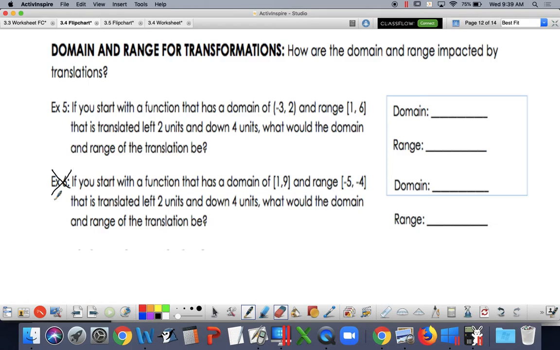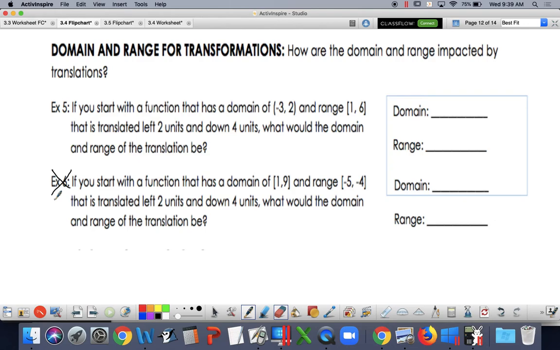If I start with a function that has a domain of -3 to 2, not inclusive, and a range from 1 to 6, inclusive, that is translated left 2 units and down 4 units, what is the new domain and range? So here's where I don't give you a visual at all. I don't even tell you what the function looks like. This is a brain teaser. This one definitely makes us think. This is a sample type of ACT question, right?